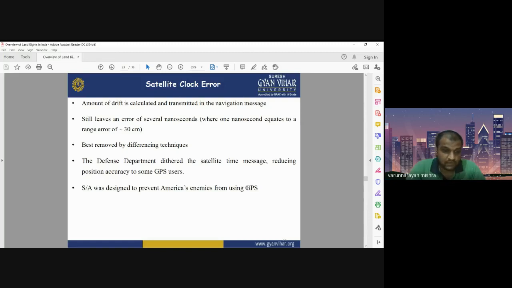Selective availability means that whatever GPS signal they allow you to receive, they modify the GPS signal, and then you get that signal in your GPS receiver. All the GPS receivers we use are designed in such a way that they are not able to get better accuracy, unlike military ones.